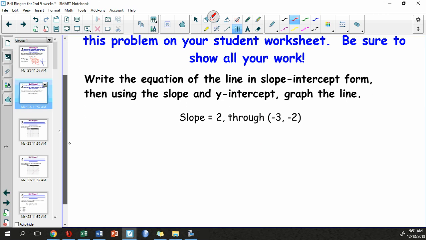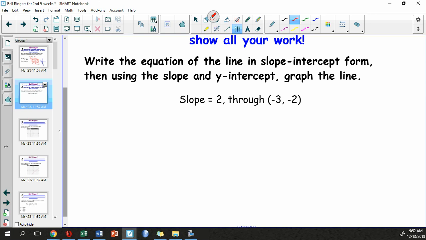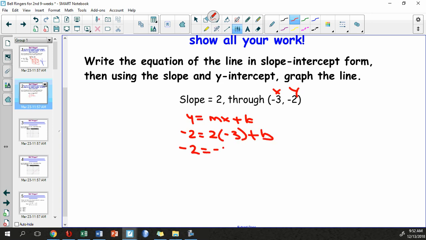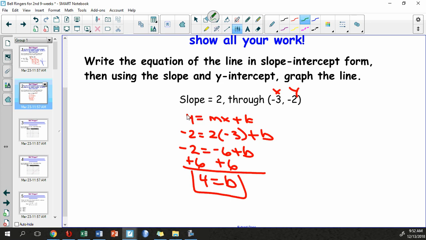Number 2, write the equation of the line in slope-intercept form given the information, and then graph it. So I'm going to go ahead and have y = mx + b. This is x and this is y. So I have -2 = 2 times -3 plus b. So -2 = -6 + b. Add 6 over. 4 = b. So your equation is y = 2x + 4.